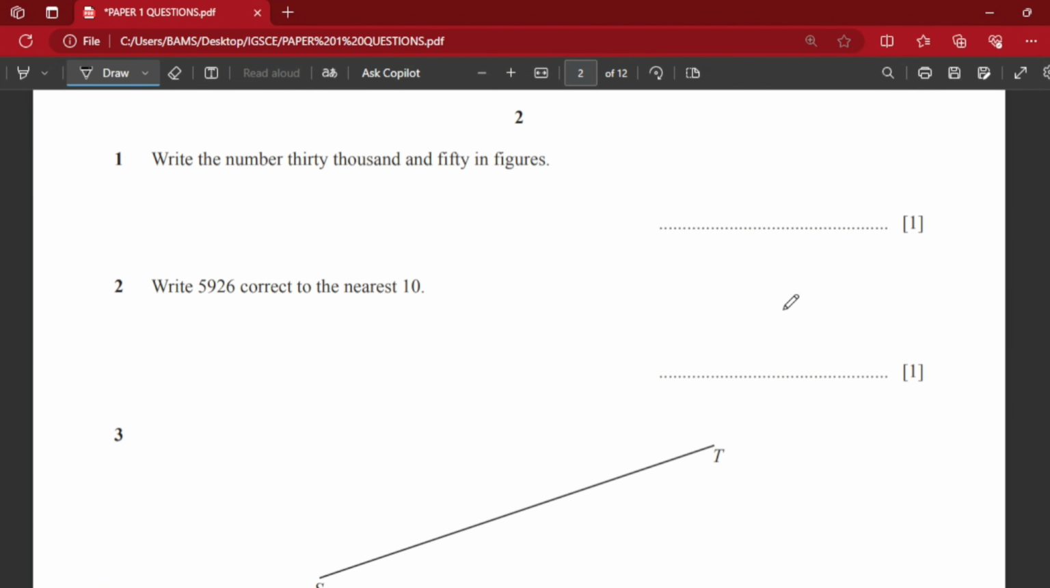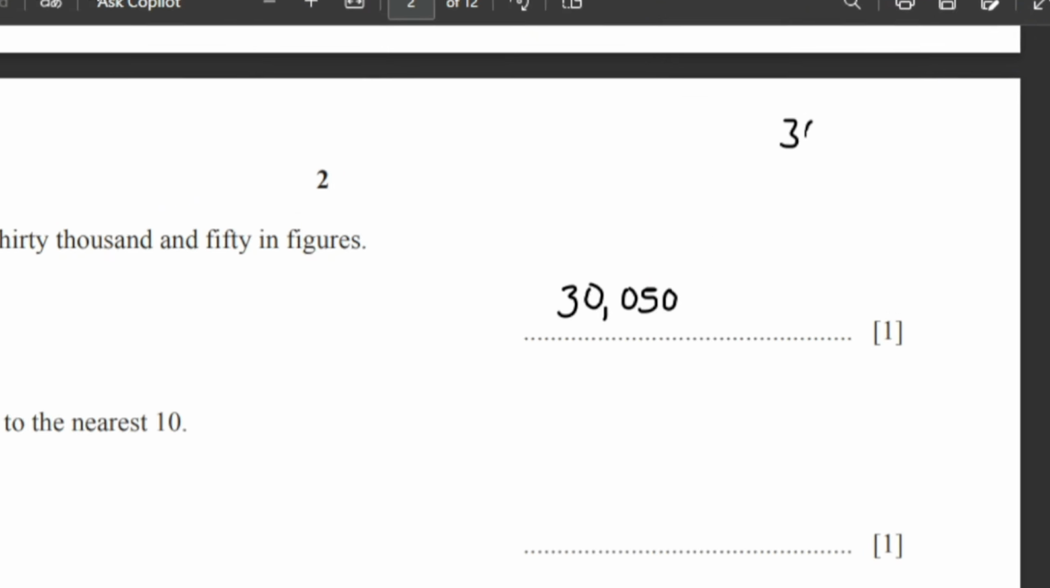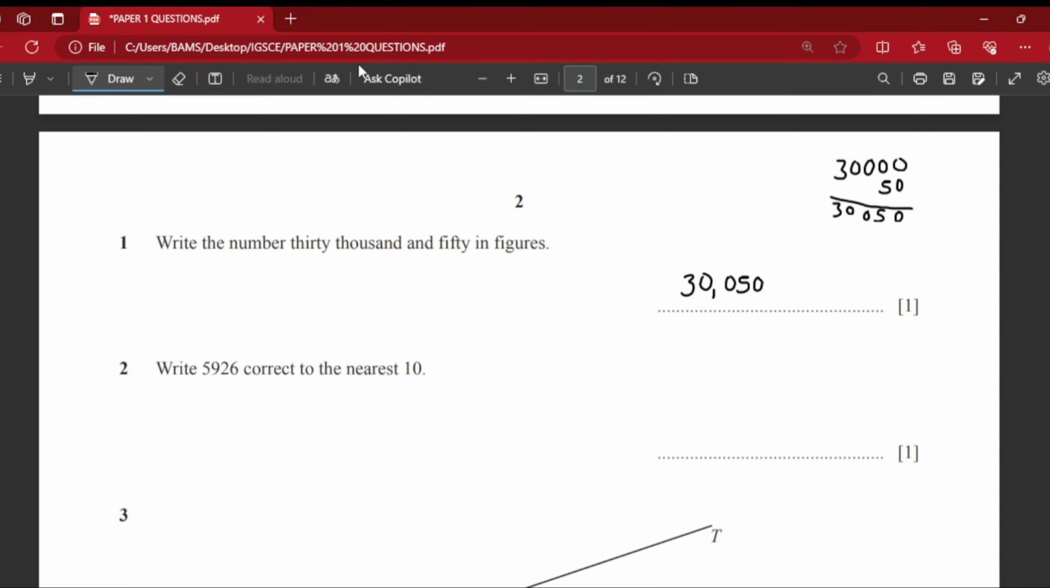Okay, number 1, write the number 30,050. So that's easy to do. So just write 30, that's 30,050. Okay, how do I get that? So you can just quickly do your rough work, probably in your jotter, write your 30,000, then 50 somewhere, then you add it together. That's 0, 5, 0, 0, and 3. So that's how we get the number 1 question.